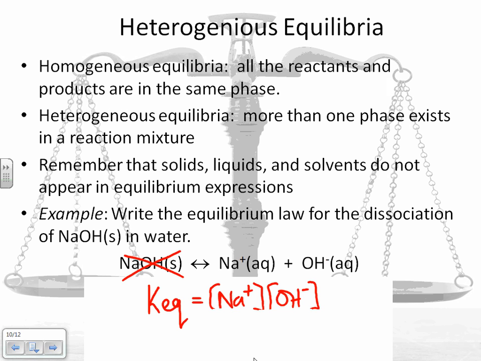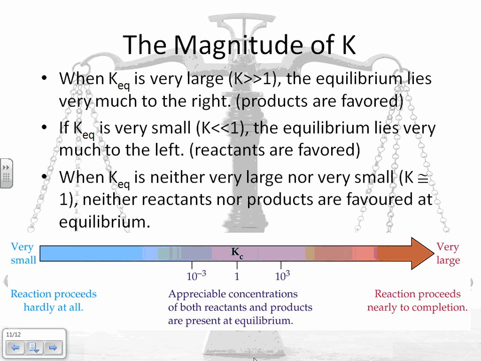All right, so now that we've gone through some examples of calculating K, I just want to take a minute to talk about what that means. The magnitude of K. Basically, it tells us which way the equilibrium lies. So are we making lots of reactants, or are we making lots of products? So let's read through the points. When KEQ is very large, so K is much, much bigger than 1, the equilibrium lies very much to the right, which means your products are favored.